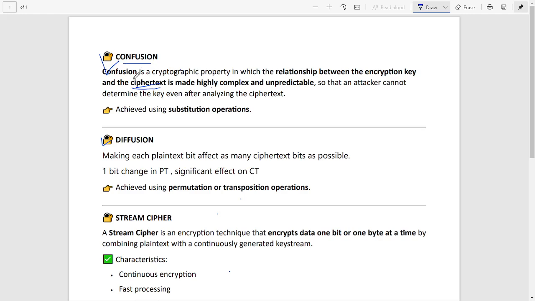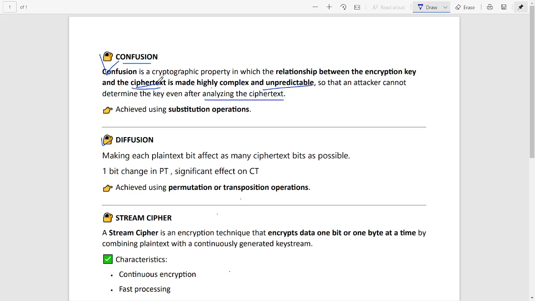Okay, so let me read again. Confusion is a cryptographic property in which the relationship between the encryption key and the ciphertext is made highly complex and unpredictable, so that an attacker cannot determine the key even after analyzing the ciphertext. Simply, if an attacker is trying to analyze our ciphertext and is not able to determine the plain text, key and the encryption algorithm, it means that there is the confusion property.